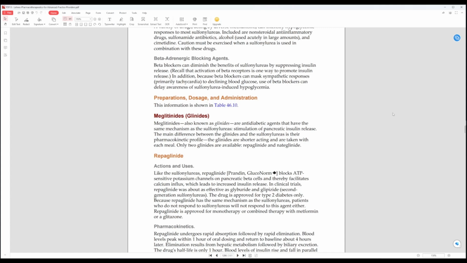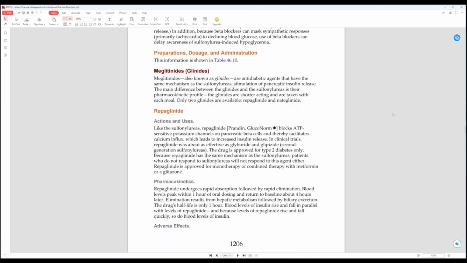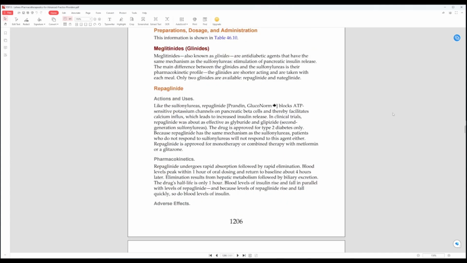Your preparation, dose, and administration was shown in Table 46-10, so it's a good spot to reference.